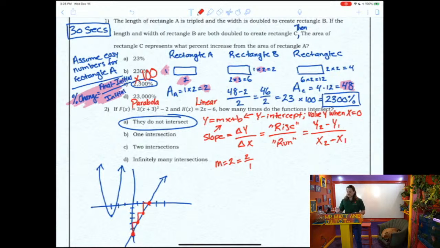For the parabola, this is in vertex form. So vertex form is y is equal to a times x minus h quantity squared plus k. Remember that a is a stretch or a shrink factor. H is your horizontal shift.